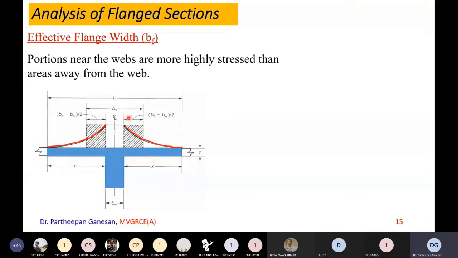We have found the average compressive stress for this particular one as this rectangle. Similarly, for this parabolic, say this rectangle. So now the total rectangle variation is this length, and this width is called the effective flange width. This width, where the stress is assumed to be uniform, is called the effective flange width.